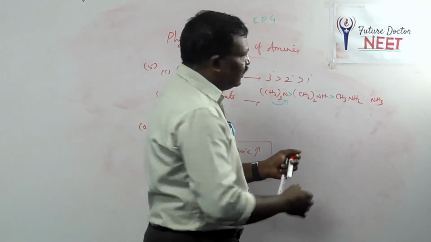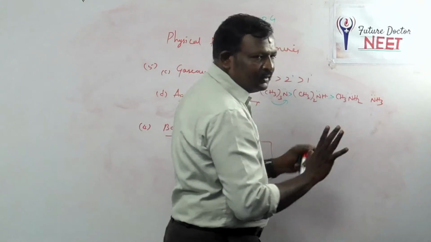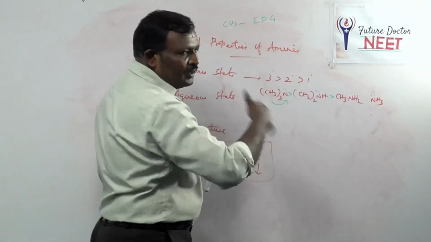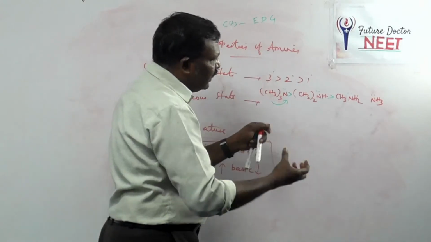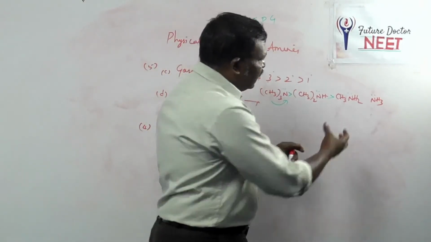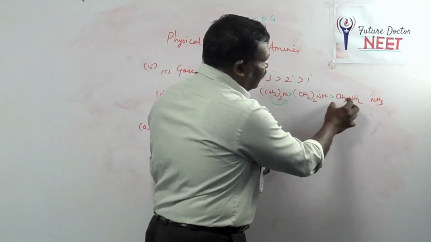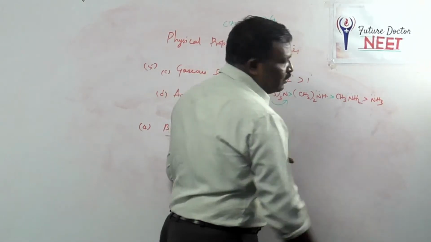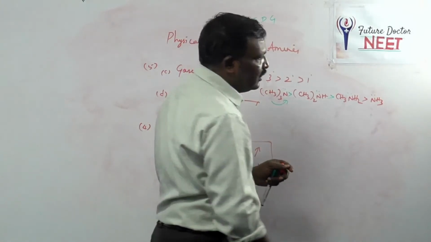Methanamine. Both have a lone pair, no? But this is what? Electron donating group. So on nitrogen the electron density is more, no? So due to the electron donating group, it is more basic. Are you following? Understood?